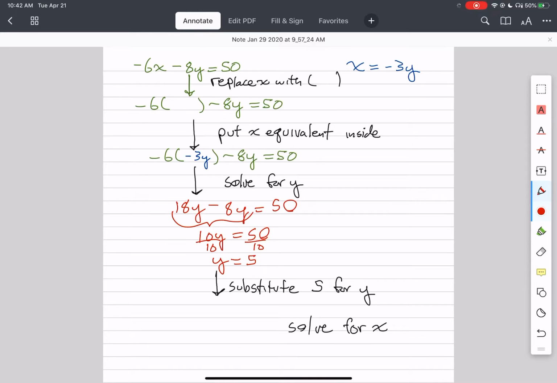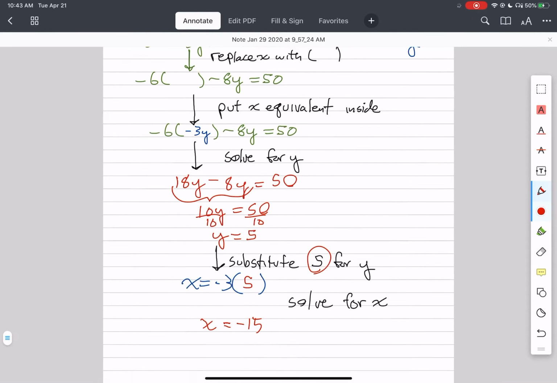Now that I've got y is 5, that's how that next step was: substitute 5 for y. I'm going to plug it into the second equation just because that one's already solved for x. So x equals minus 3, and then I replace y with parentheses, and then inside those parentheses I put the 5. So x equals negative 3 times 5, so my x is going to equal negative 15.